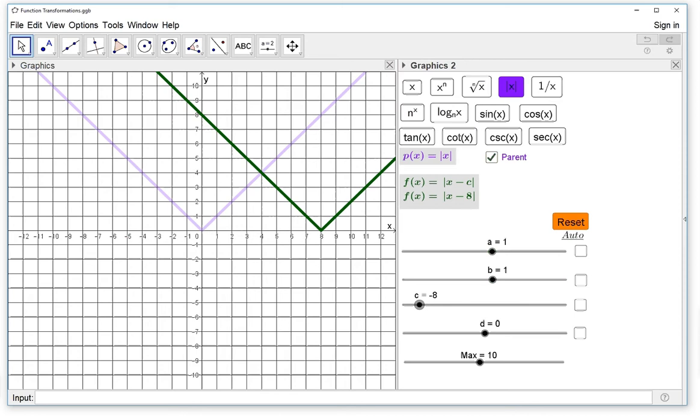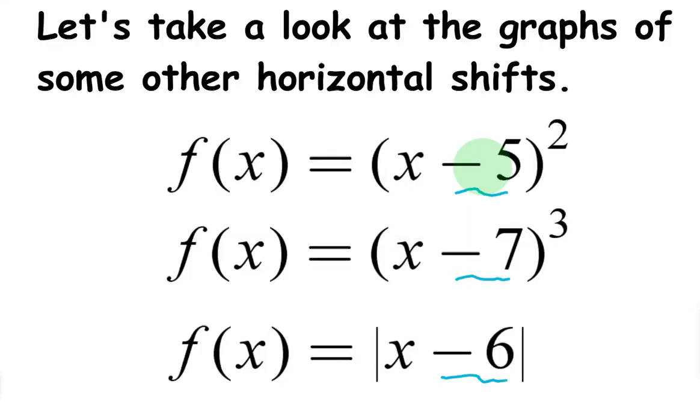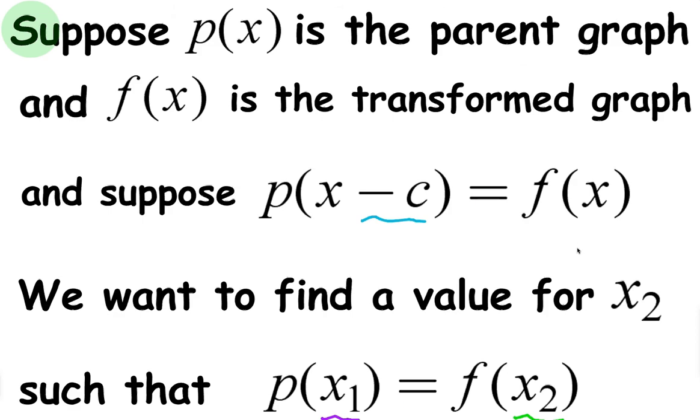So we want to do a proof as to why this is happening, and that's what we're going to do now. We've already done it for x minus 2. In general, we're going to do it for x minus c. So make sure you watch that video first.